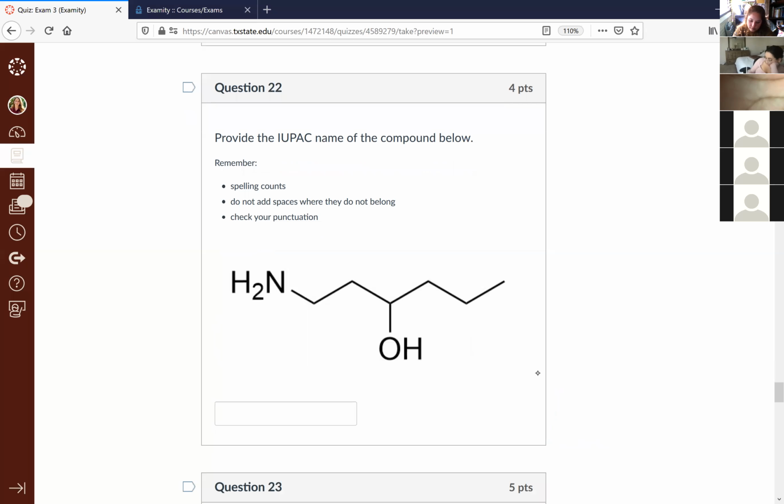Okay, for this one, you had to remember what the most important group is. So between an amine and a hydroxyl group, what is the priority? The hydroxyl group. Right, so we're going to name this molecule like it's an alcohol with an amine substituent. So let's name this alcohol. We want to start numbering over here because that's closer to our alcohol substituent. So what is the bulk of the name of this alcohol?